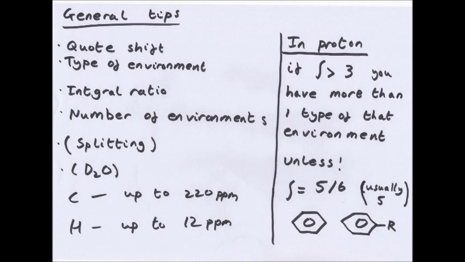Other little tips: in proton NMR, if the integral is bigger than 3, you have more than one type of that environment, because there's no way you can have 4 hydrogens on the adjacent carbon. You can have 3 as a CH3 group, but if you've got 4 or more, you must definitely have more than one environment, unless you get an integral of 5 or 6, most usually 5, because that will indicate a benzene group, because benzene has 5 hydrogens and generally an R group added on as well. So that's something else to look out for.